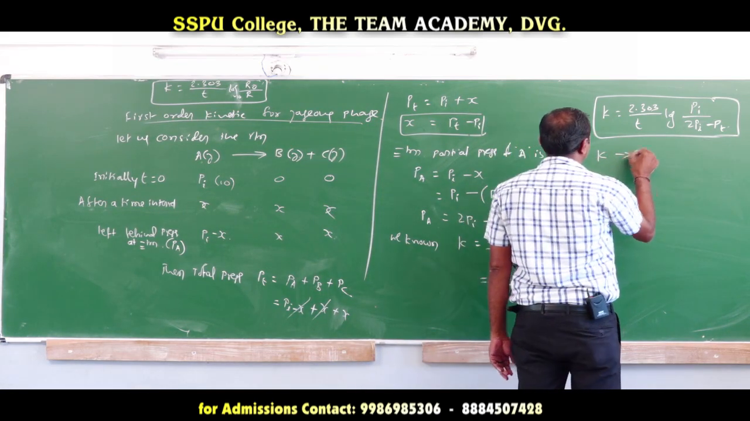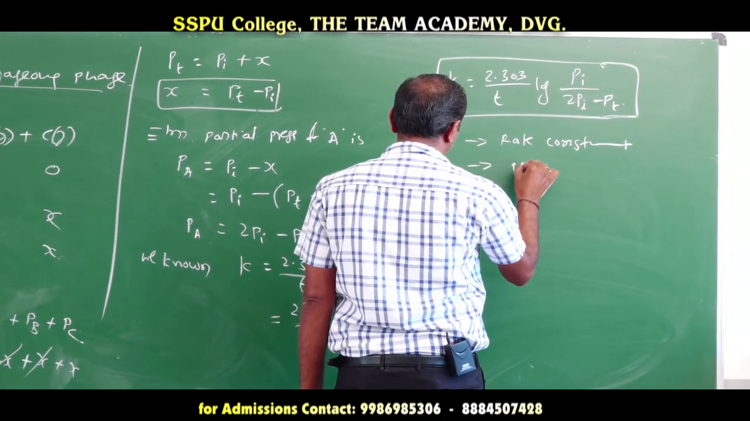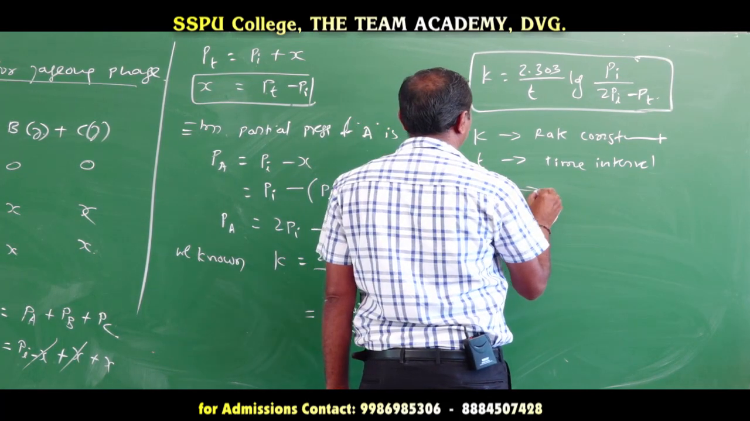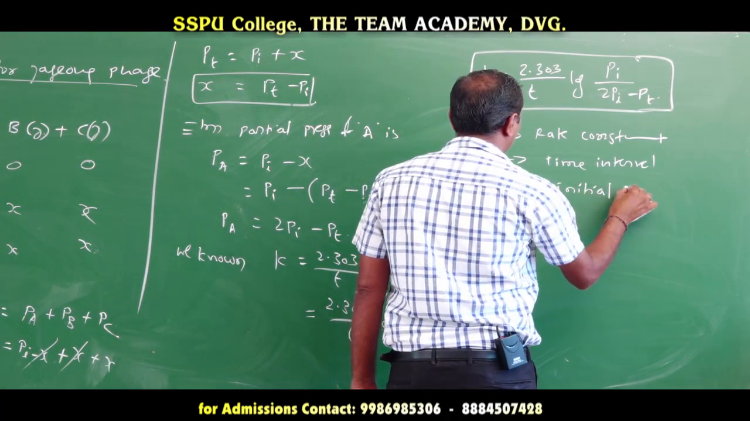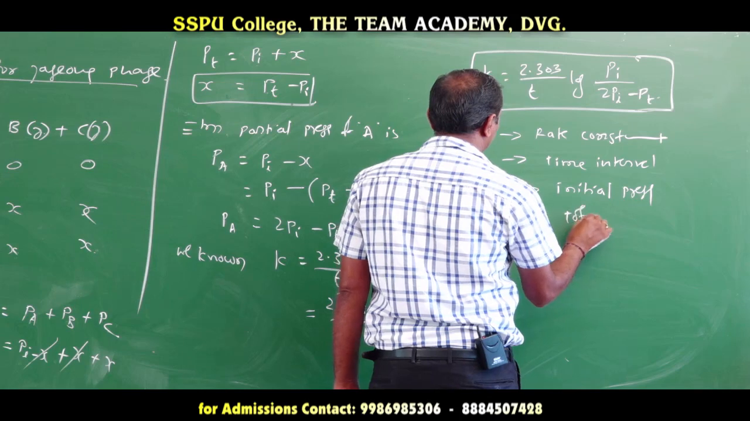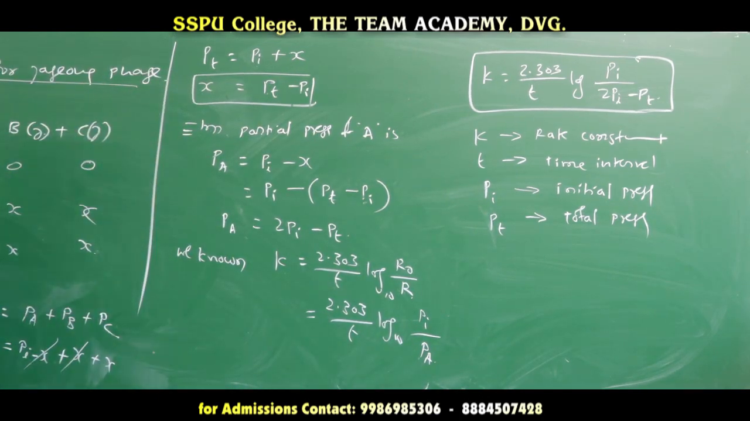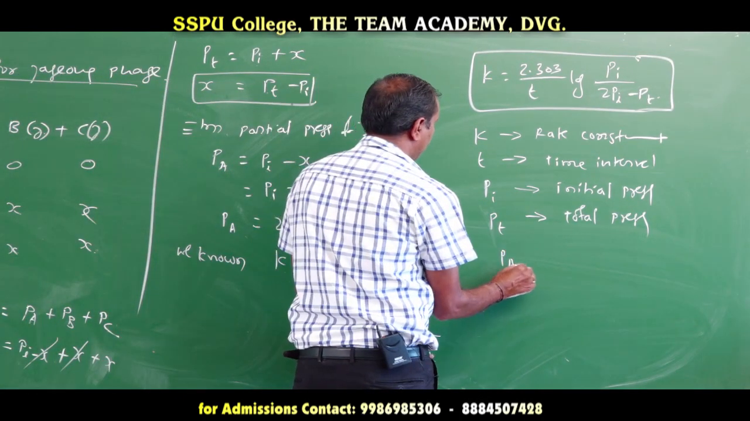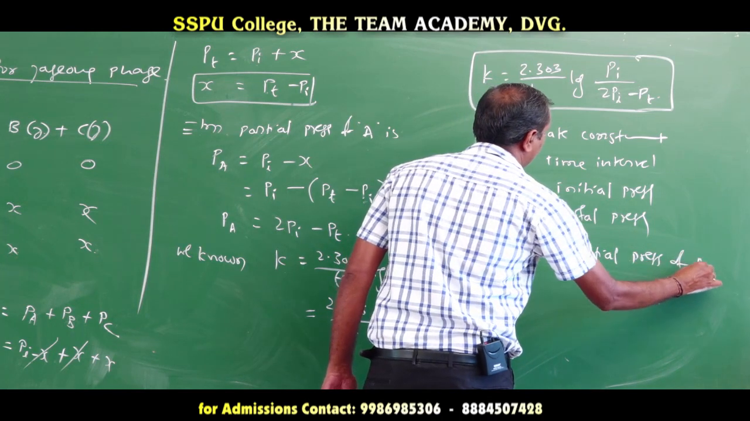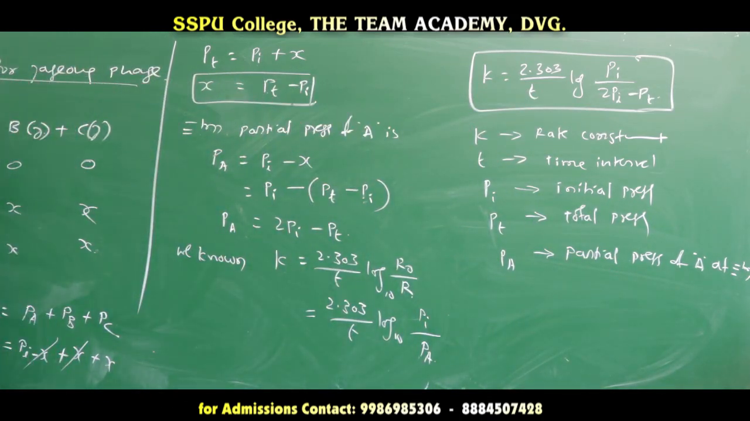So K is the rate constant, t is the time interval, Pi is the initial pressure, Pt is the total pressure, and Pa is the partial pressure of A at equilibrium. Okay? Thank you.